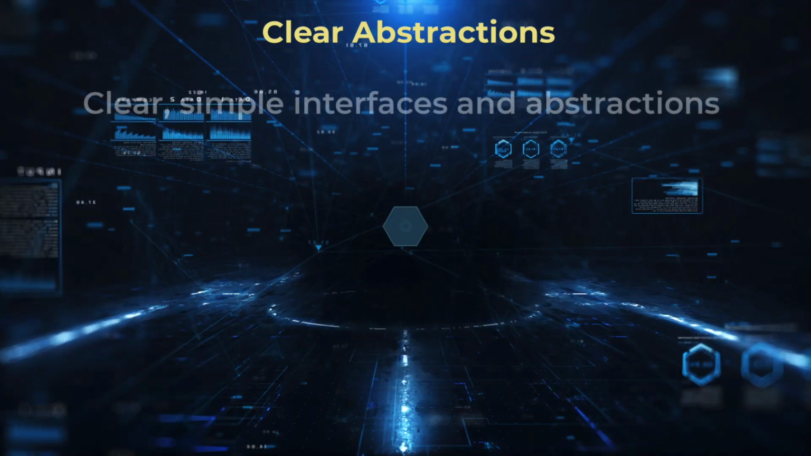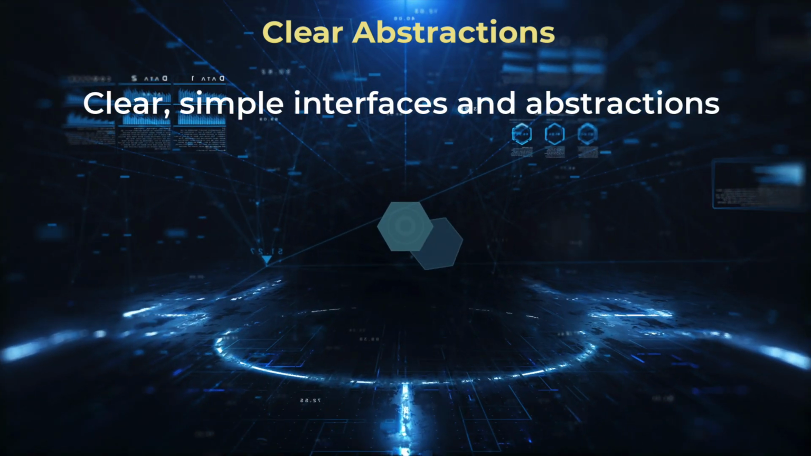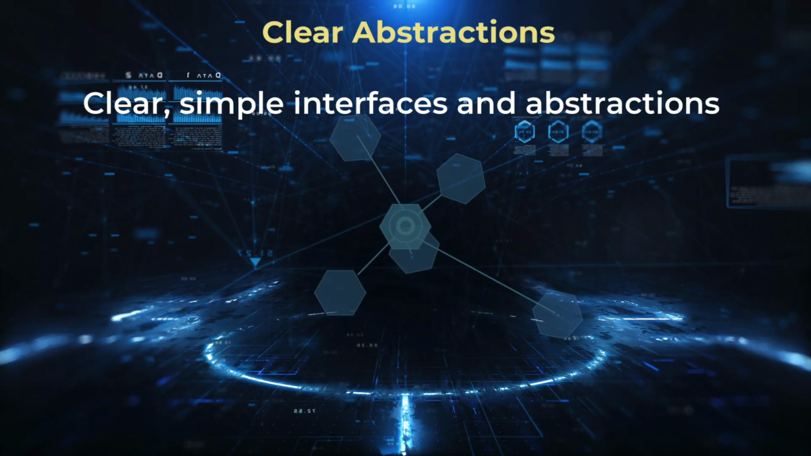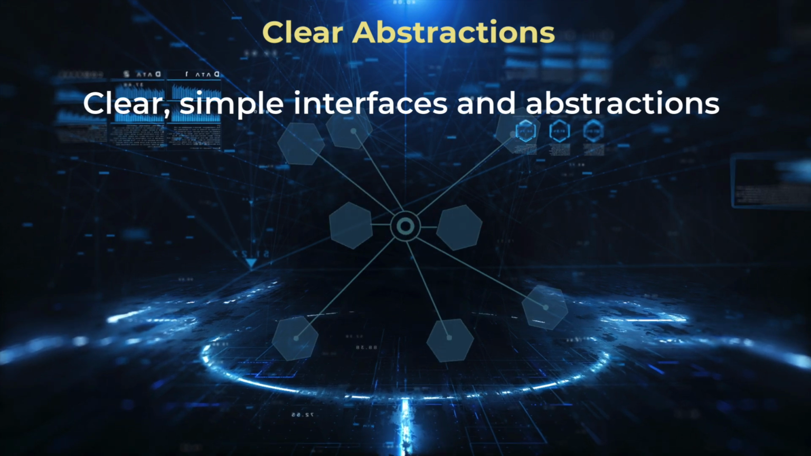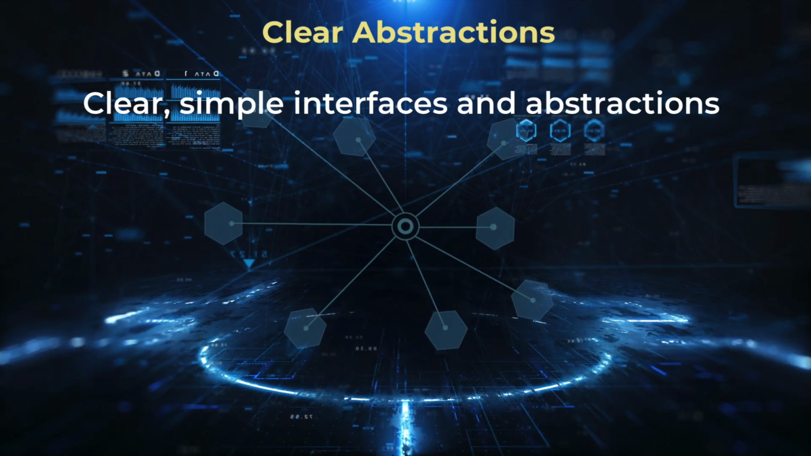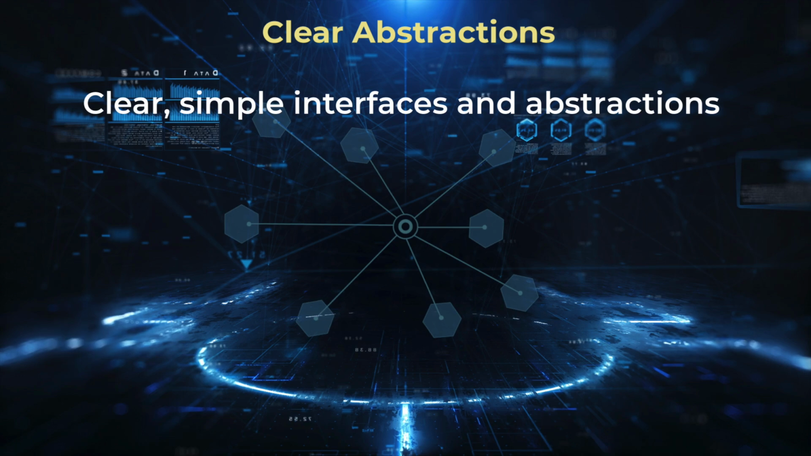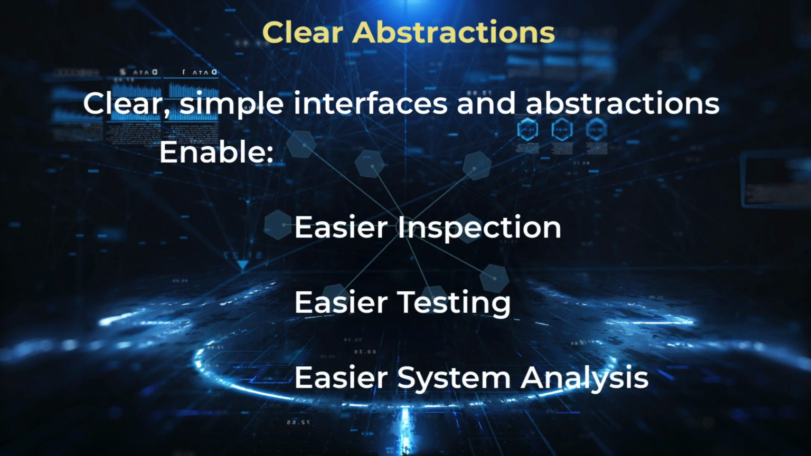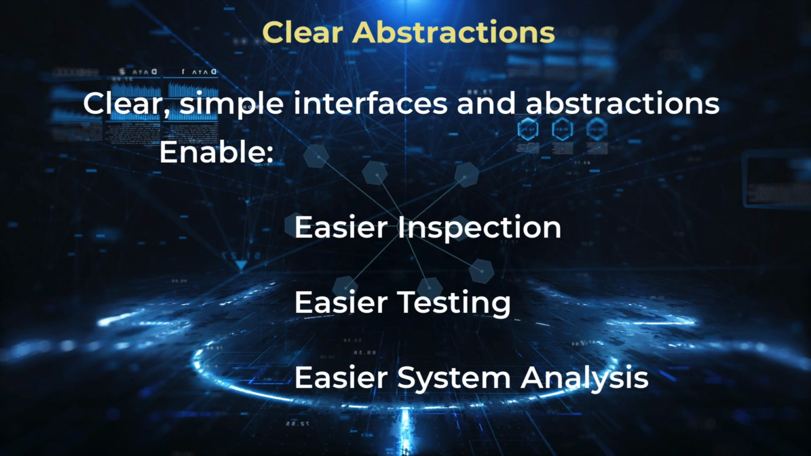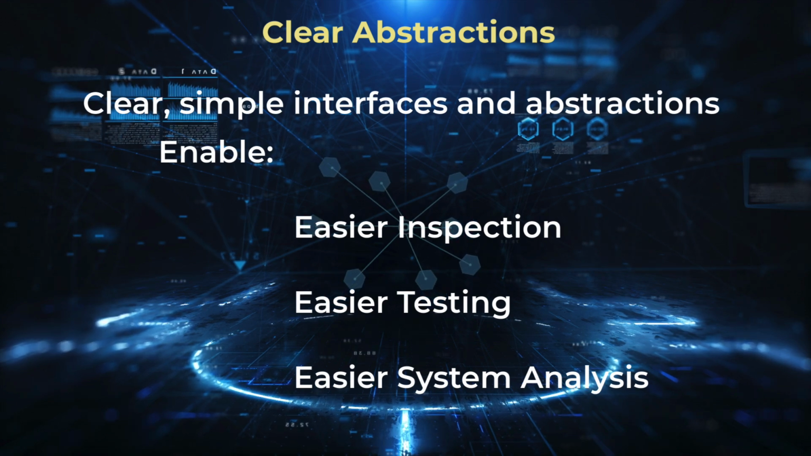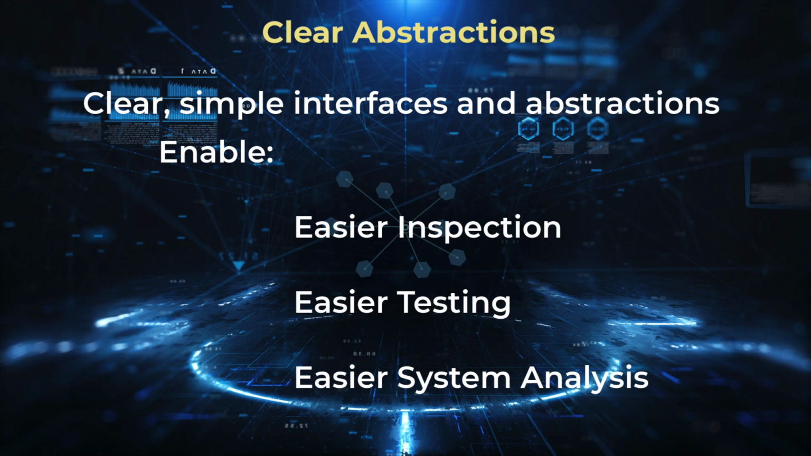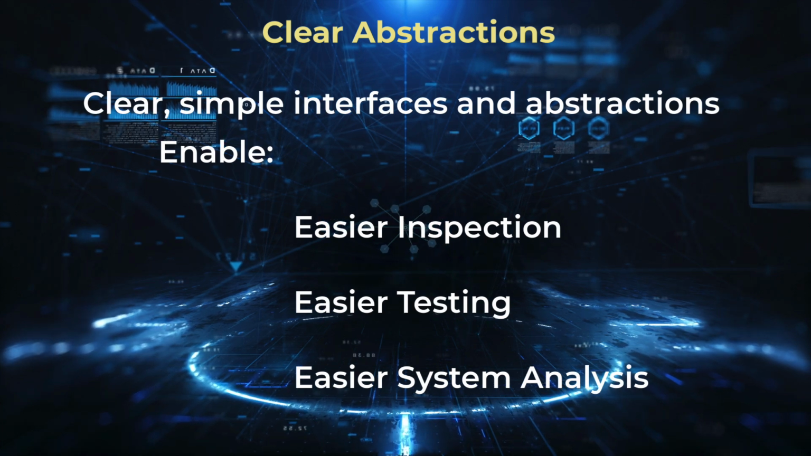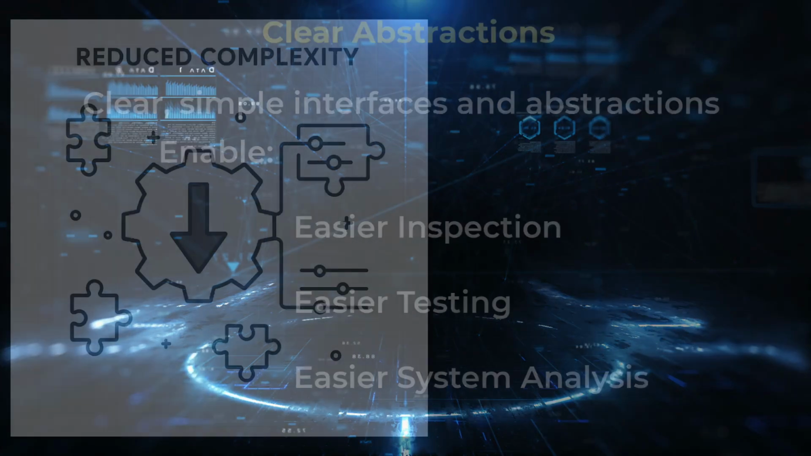Large systems should be built on clear, simple interfaces and abstractions. This principle reminds us to hide unnecessary complexity behind well-defined interfaces. By designing modules or components that present clean abstractions, we enable easier system inspection, testing, and analysis. For example, consider a complex web application. Using transparent abstraction layers such as UI, business logic, and data access with stable interfaces makes it easier for developers and security reviewers to understand each part's behavior.